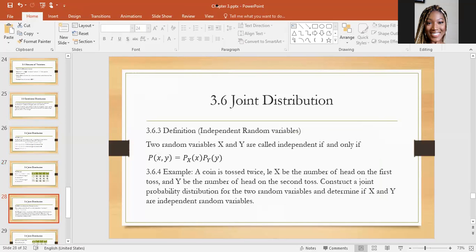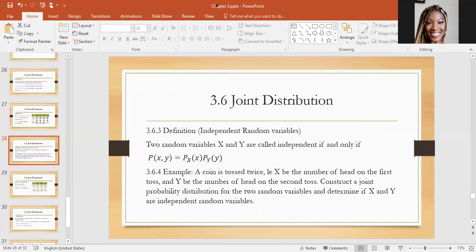So we define independent random variables as random variables whose joint distribution is the product of their marginal distributions. That is, P of X, Y is P of X times P of Y. That's a special type of distribution. When two distributions are independent, their joint distribution is the product of their marginal distributions. And we did this example.